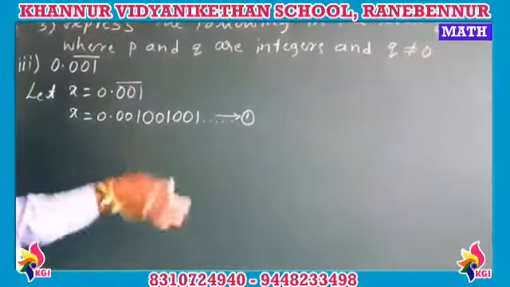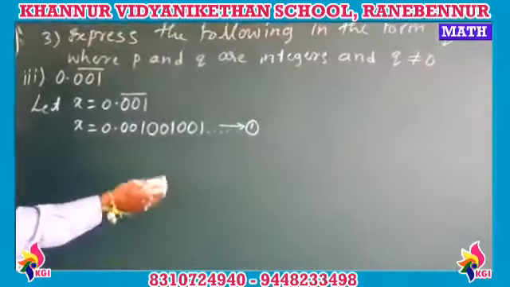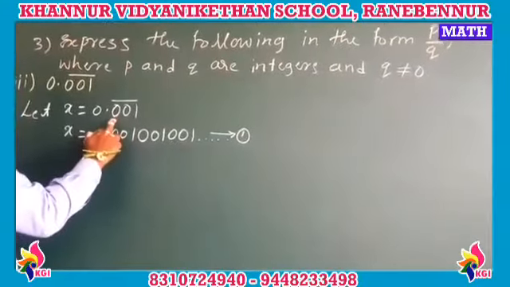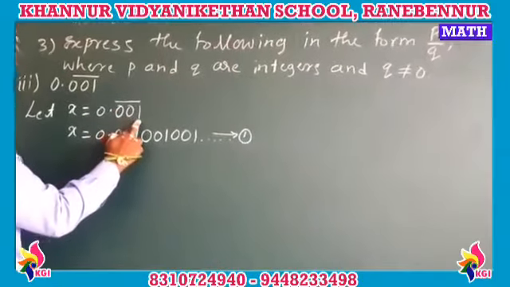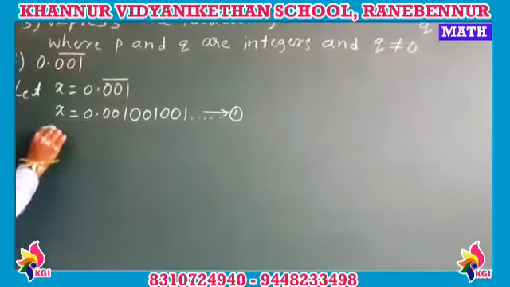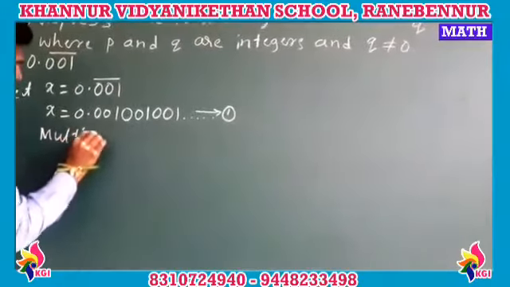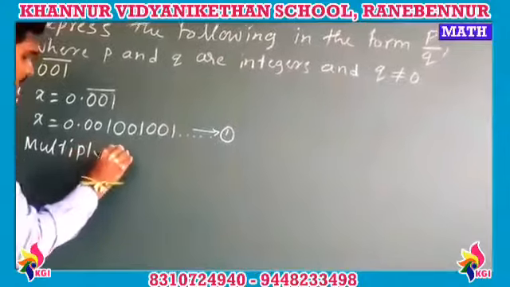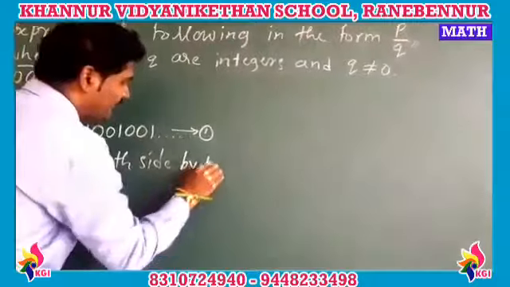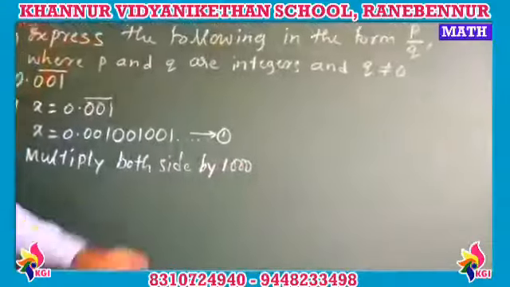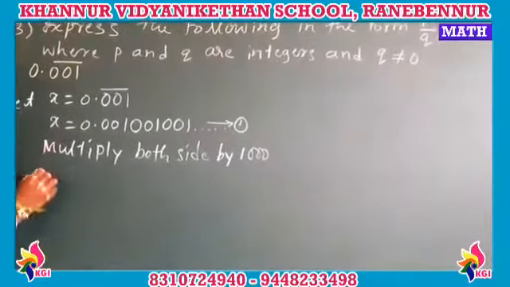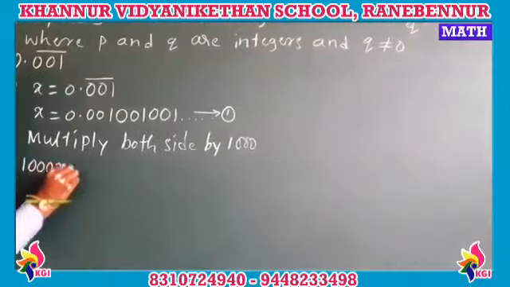Then next, what is our work? It is to be multiplied with something. What is that something? It depends upon the recurring decimals after the decimal point. How many are here? 1, 2, 3. If there are 3 digits, we need to take 1000. So multiply both sides by 1000. When I multiply both the sides by 1000, at the left hand side I get 1000x.